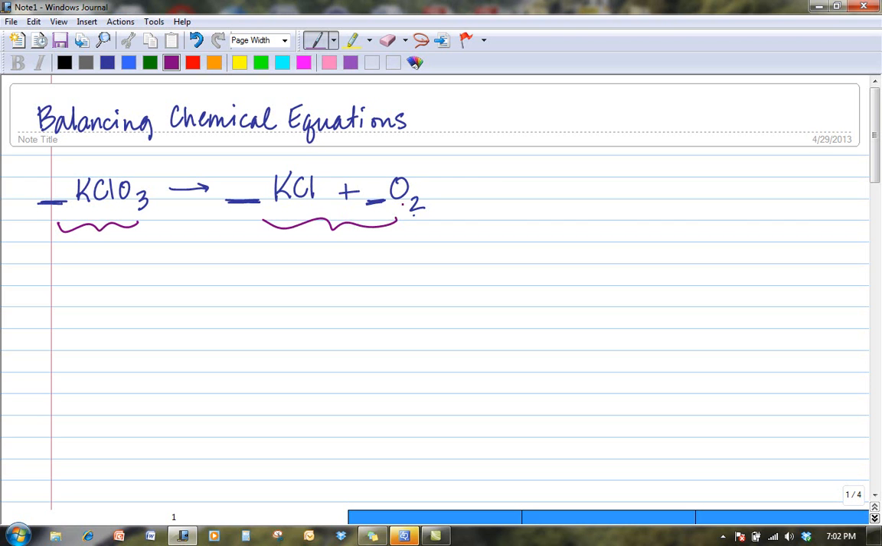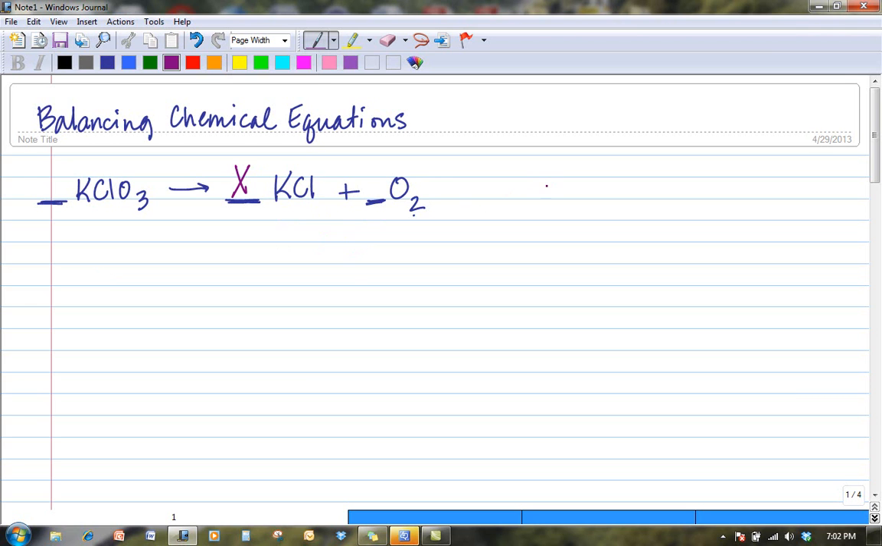Now, in order for a chemical reaction to be viable, it has to follow the law of the conservation of mass, which means that the number of atoms of each element on the reactant side has to equal the number of atoms of each element on the product side. So that's what we do when we balance equations. We add coefficients to the beginnings of compounds in order to balance them out.